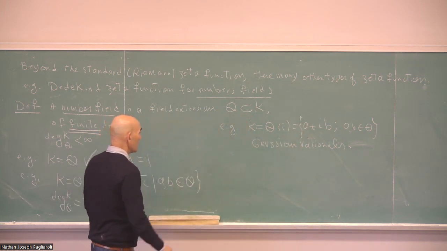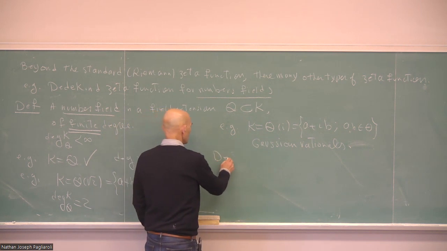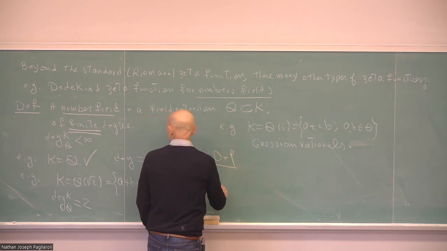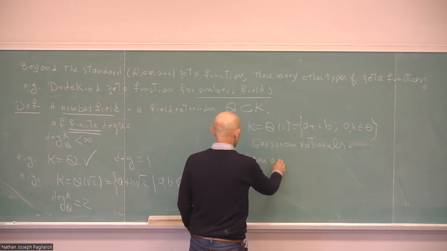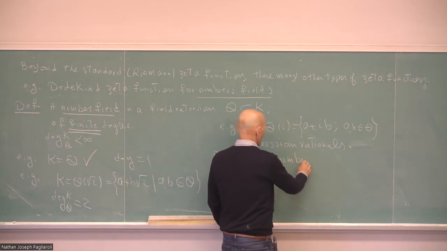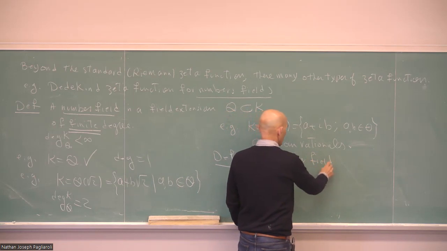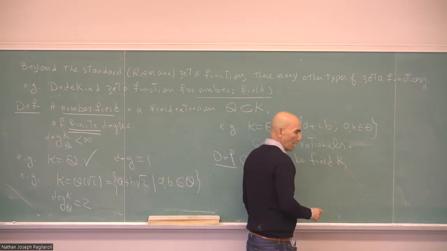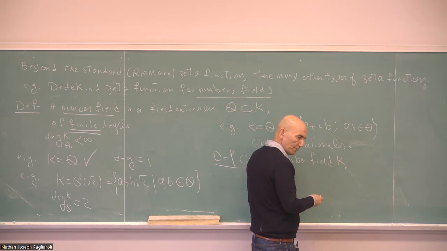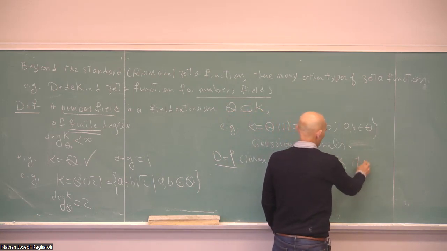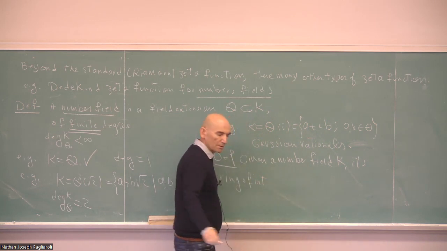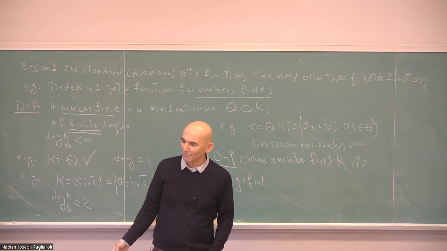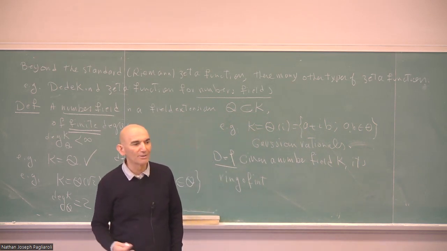Another definition is, given a number field K, there is a ring called the ring of integers. Now, this is a very strange definition of integer that you have never seen before, unless you have seen it.